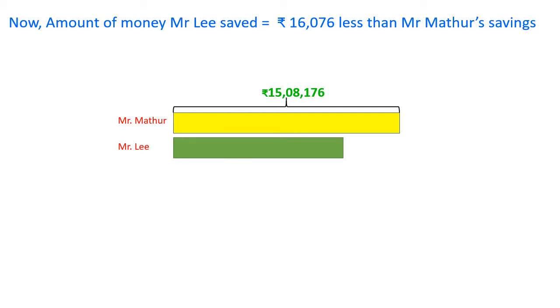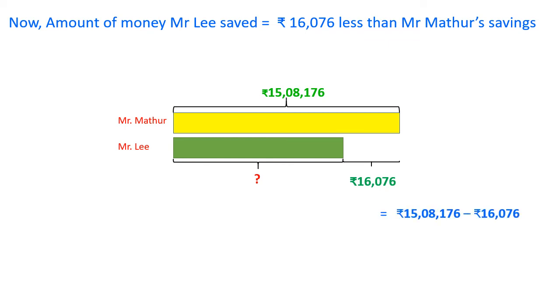Now children, the amount of money which is less than Mr. Mathur's savings, we know that. So basically this portion we already know, that is 16,076 rupees. So in order to know the exact amount of money Mr. Lee saved, we have to calculate this portion of the green bar. And how will we calculate it? We will simply subtract the two given numbers.